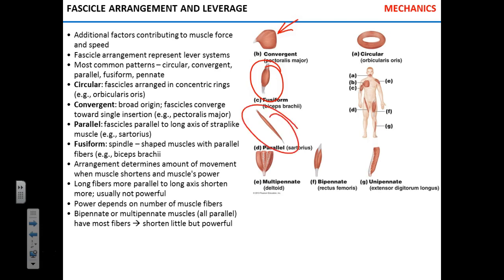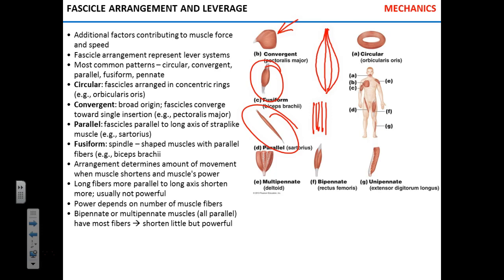Parallel: sartorius muscle. For some reason my favorite muscle in the human body, and the longest muscle in the human body. Sartorius, right here. It's actually pretty weak, because think about this. In the case of fusiform, all fibers originate in one point and are inserted in one point, so they produce pretty powerful contraction. In parallel arrangement, this is how the fibers originate and are inserted, so they cannot produce that powerful contraction.